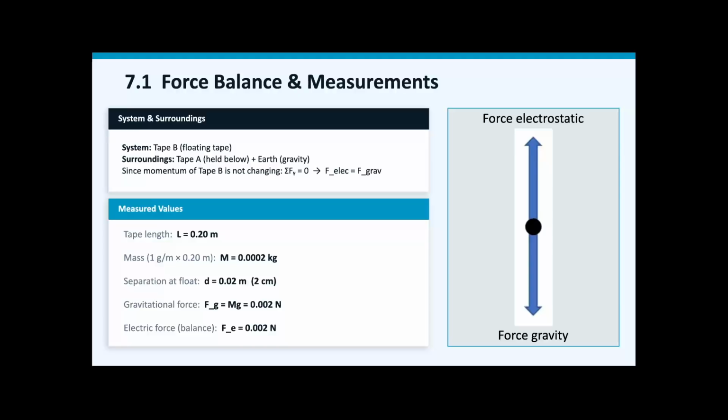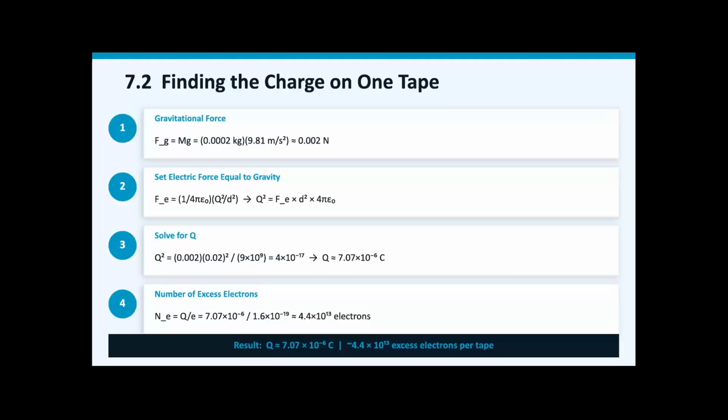And here are the measured values. Tape length is equal to 20 centimeters. The mass of the tape is 1 gram per meter, so mass equals 0.0002 kilograms. Separation when tape B just begins to float was measured at 2 centimeters. The gravitational force is 0.002 times 9.81, equals approximately 0.002 newtons. And since we're at equilibrium, the electric force also equals 0.002 newtons. With those measurements, we can solve for Q.